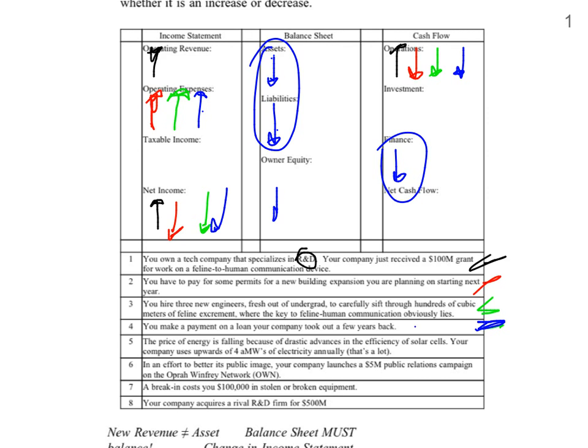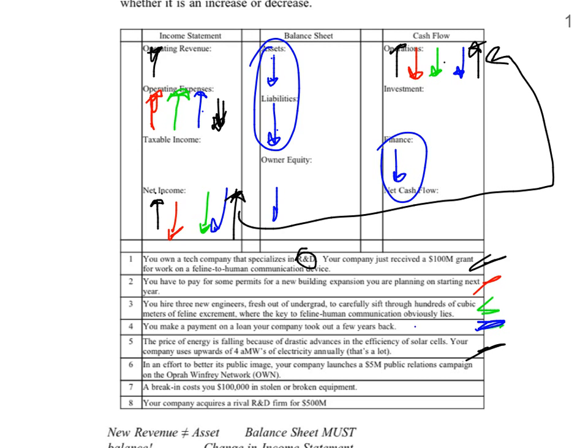So let's go ahead and switch back to black again for question 5. Price of energy has fallen because of drastic advances in the efficiency of solar cells. Your company uses blah blah blah annually. It's a lot of electricity. I think the presumption here is that your expenses on electricity are going to go down because your rates are going to go down. So let's go ahead and reduce your operating expenses, and we'll go ahead and increase your net income and also increase your cash from operations. Just remember that whatever direction your arrow goes over here, it's got to do the same thing over here, because that's what we're really looking at. Net income feeds directly into cash from operations.